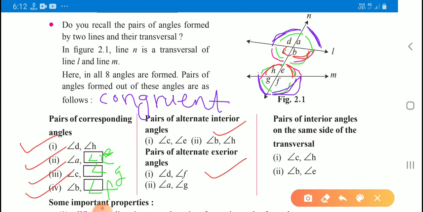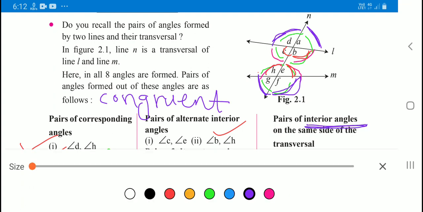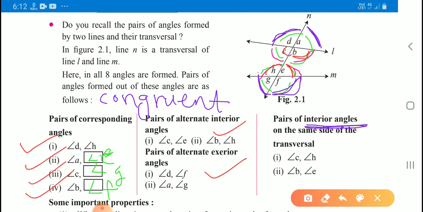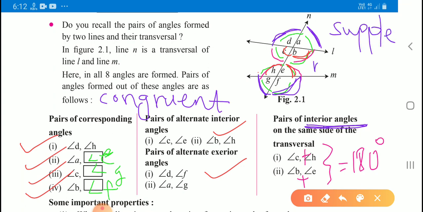Congruent with each other means their measures are equal. And we'll consider the pairs of interior angles. Keep in mind, if you add these two angles, the sum is equal to 180 degrees. So we can say that these angles are supplementary. Supplementary angles means their measure sum is again 180 degrees. Okay, do you understand this?